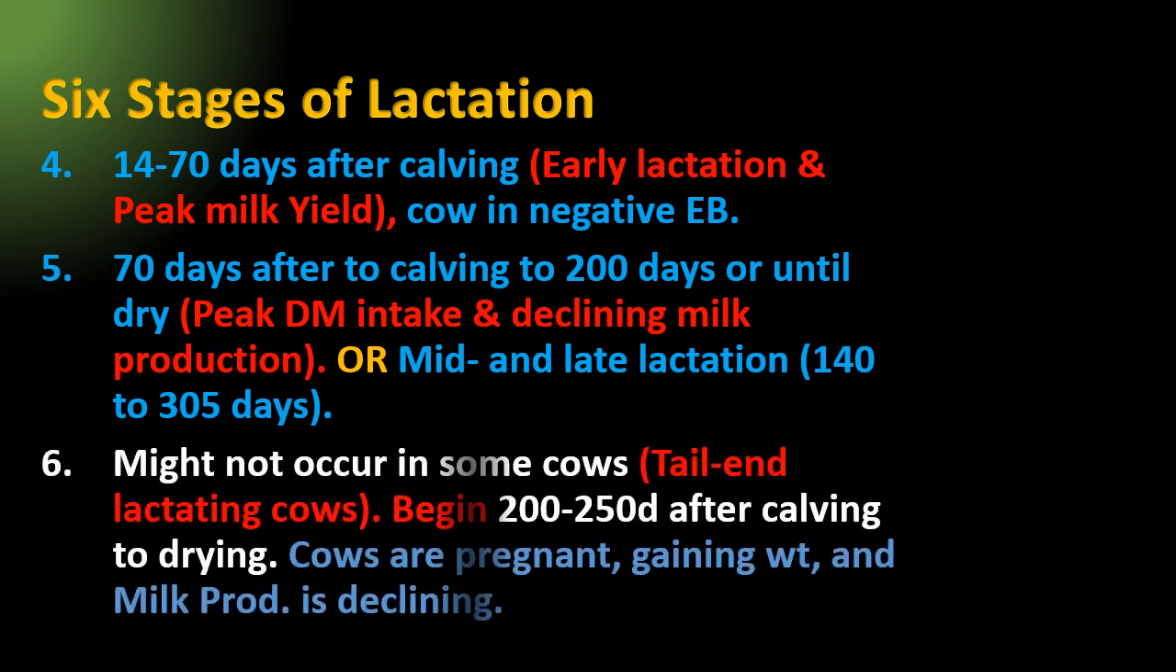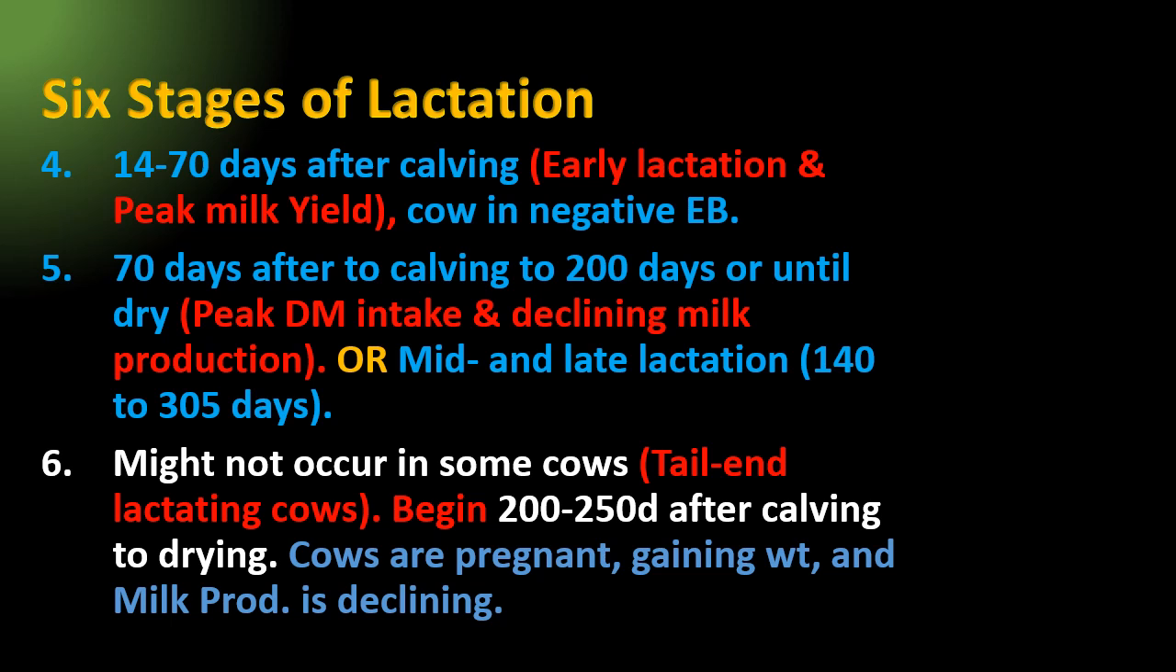Stage 6: some cow herds will not reach this phase. This phase is known as the late lactating cow phase, and it is from 200 to 250 days. During this phase, cows are pregnant, they are gaining weight, and milk production is declining.